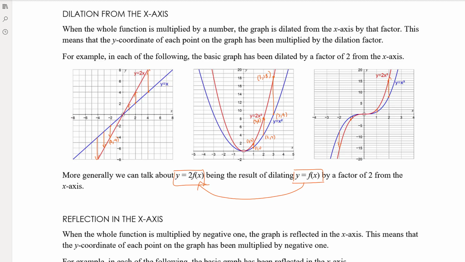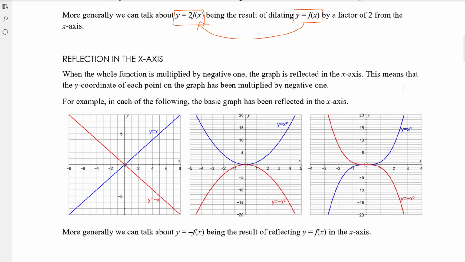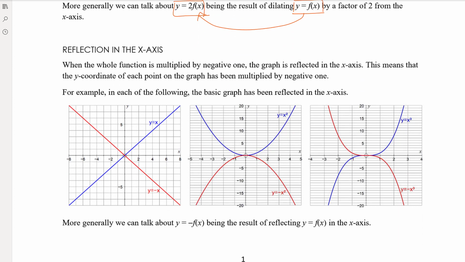Okay. Alright, reflecting in the x-axis, when the whole function is multiplied by negative 1.